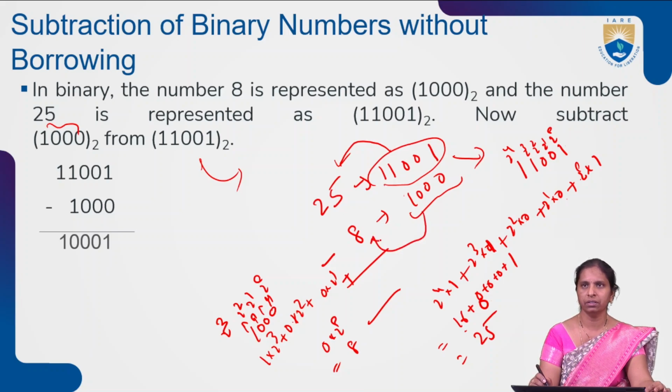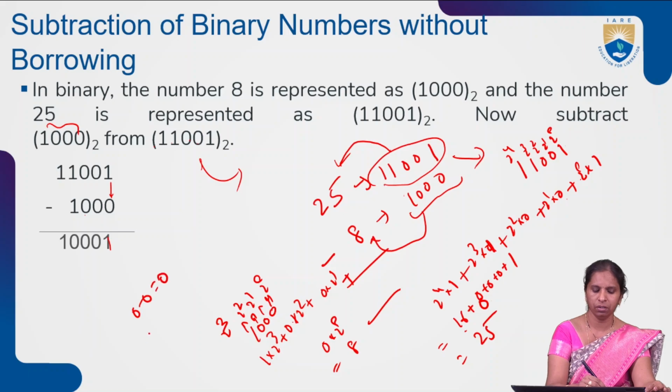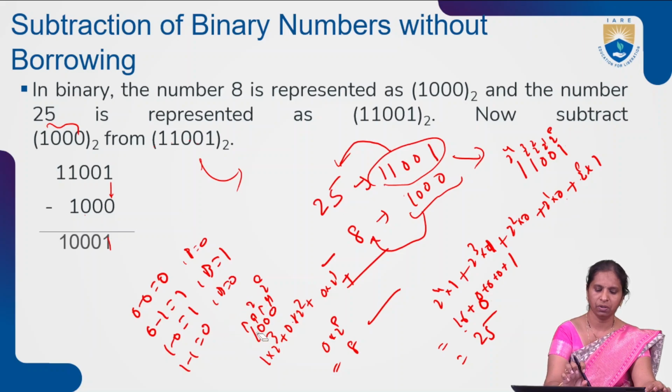Now what is the question here? You have to subtract 8 from this number 25, that is 100 from the binary number 11001. So 11001 minus 100. What is 1 minus 0? It equals 1. Previously I showed 0 minus 0 is 0, 0 minus 1 is 1 with borrow equal to 1, 1 minus 0 equals 1, and 1 minus 1 equals 0. For all the other cases, the borrow is equal to 0.